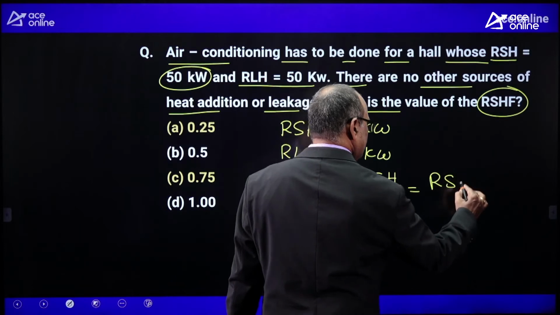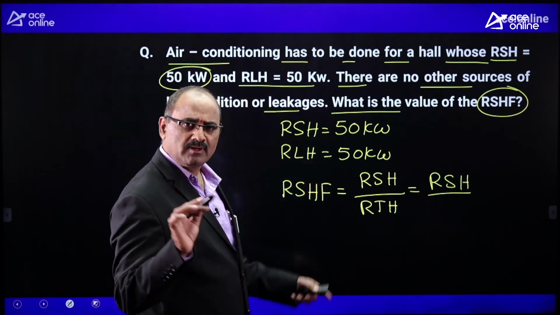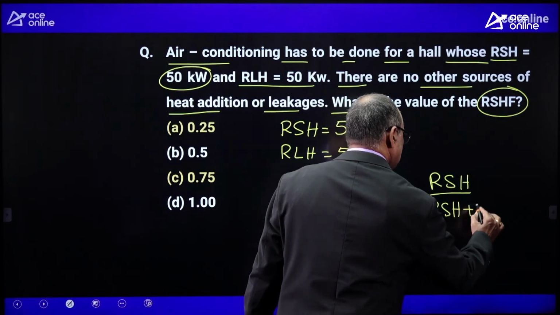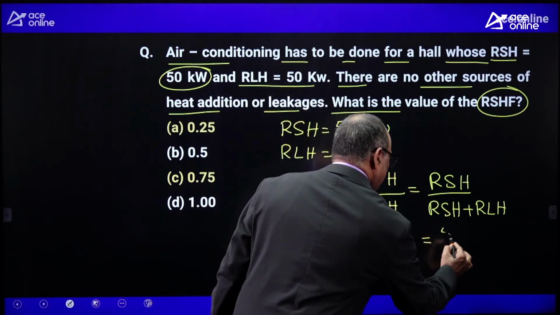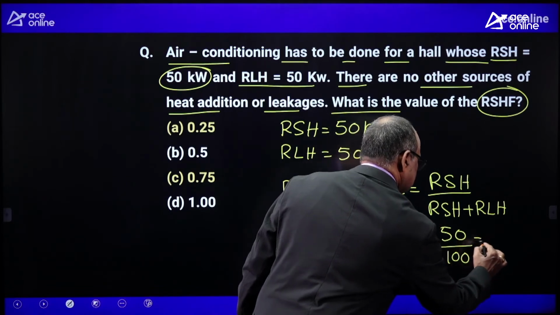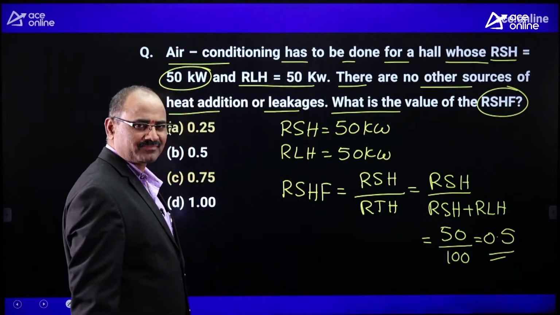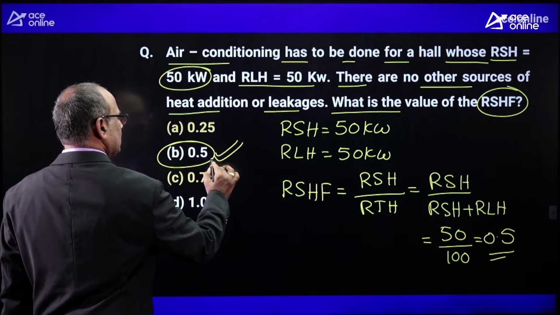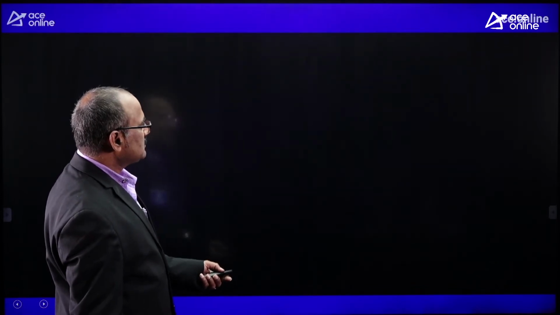Room sensible heat divided by room total heat is room sensible heat divided by room sensible heat plus room latent heat. Room sensible heat is 50, room total heat is 100, so how much is it? 0.5. That is the room sensible heat factor. Got that point? Look at the options. Option C is absolutely correct.